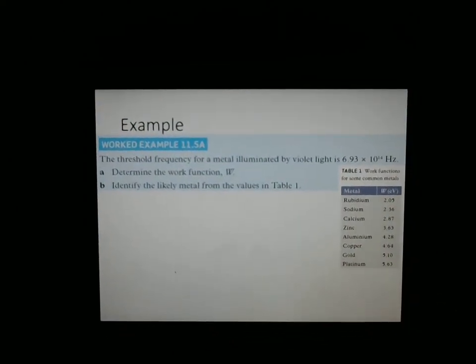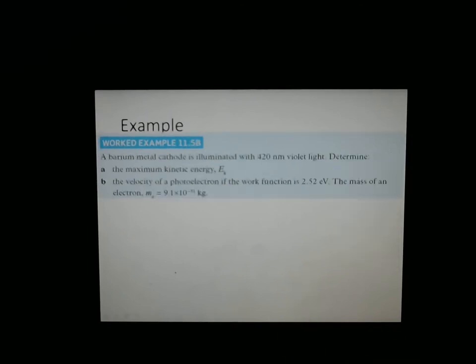Okay. So a second example here, a barium metal cathode is illuminated with 420 nanometer light. Determine the maximum kinetic energy and the velocity of the photoelectron if the work function is 2.52 electron volts. The mass of an electron is 9.1, blah, blah, blah. But again, remember, that's a constant given to you in your formula booklet.